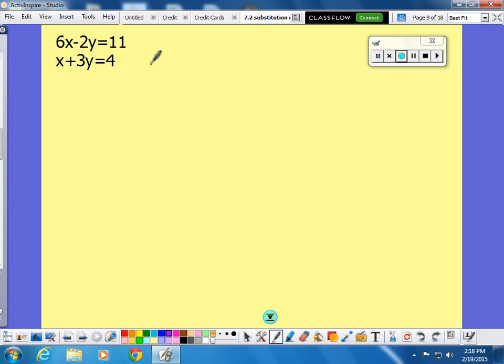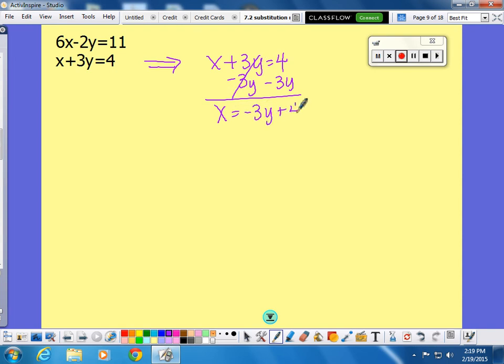So we'll take this equation and what would we do to get x by itself? We'd subtract 3y. We would. So x would be equal to -3y plus 4. We can't combine those because they're not like terms. Does that make sense? Yes. Where would we substitute this in? Since this is the second equation, we would sub this into the first for x.